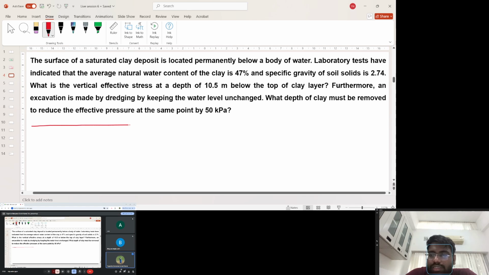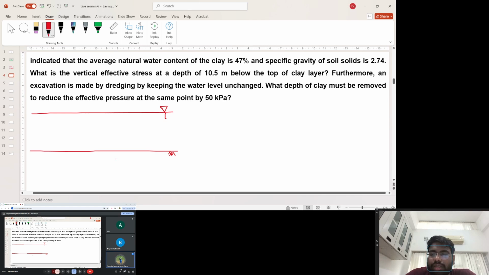So first is the water table, or this is the water level, and this is the ground level. And what they have given is the water content here is 47 percent, and specific gravity is 2.74, which is ideal for a clay.